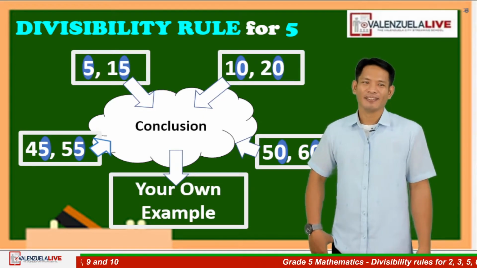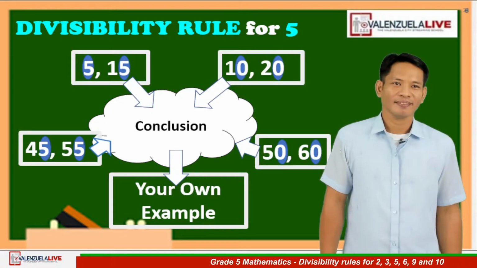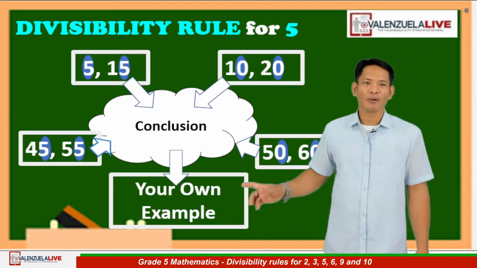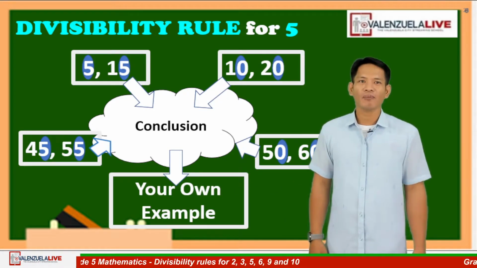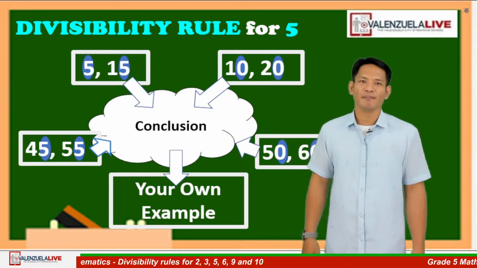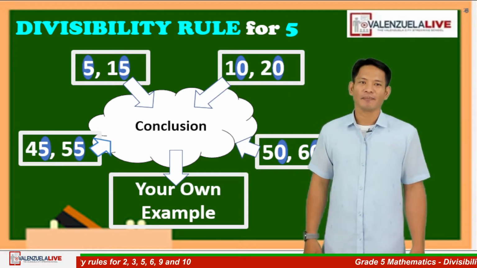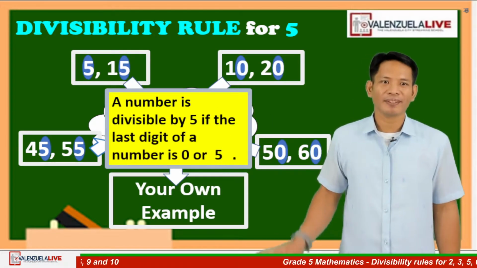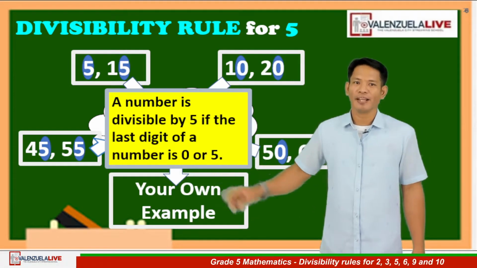Okay. Very good, grade 5 mathletes. Based on the given examples and your own example, grade 5, what can you say about the divisibility rule for 5? When can we say that a number is divisible by 5? A number is divisible by 5 if the last digit of a number is 0 or 5.